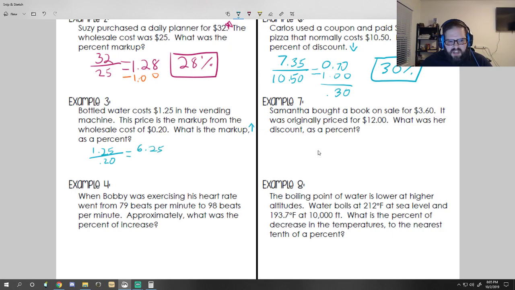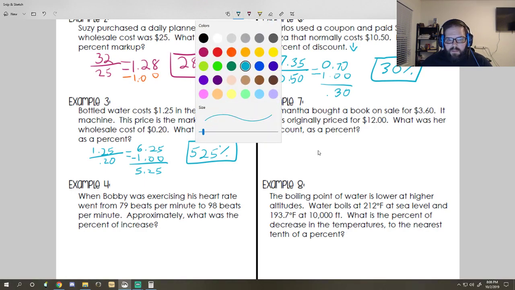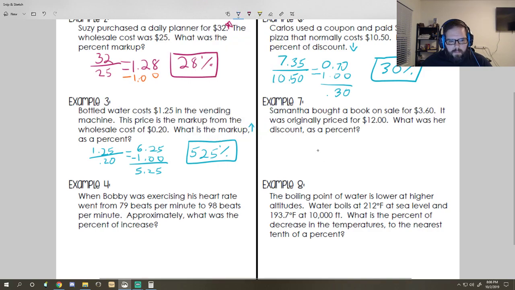Now we're going to do the same thing we normally would and subtract our 1 whole. That's going to leave us with 5.25. So that means the markup on this bottled water in the vending machine is 525%. That is a normal markup. I know it sounds crazy. I don't know why people would pay that, but we do. People pay crazy amounts of money for bottled water.